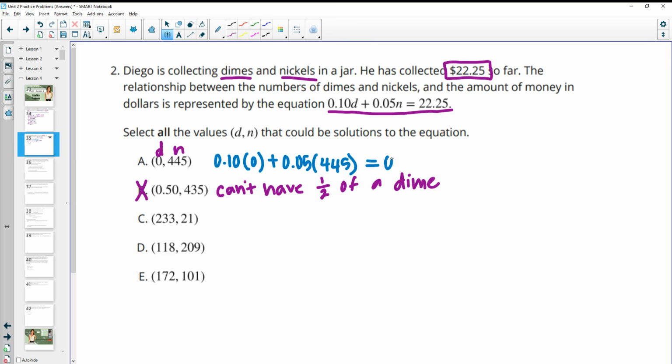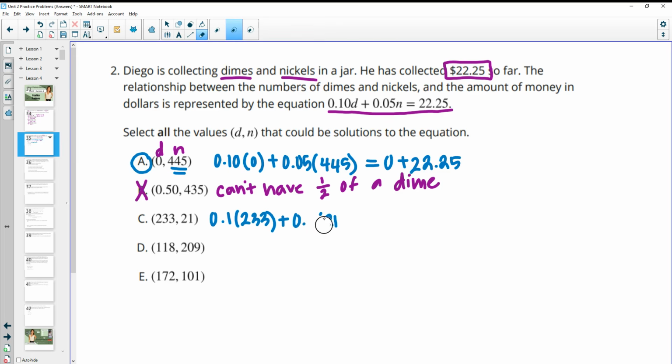And so if we calculate that out, 0.1 times 0 is just 0. And then 0.05 times 4.45 is going to be 22.25. So this one does give us $22.25 if Diego had all nickels. So this would be all nickels. Part C, we're going to do 0.1 times 233. So 10 cents, he's got 233 dimes. And then 21 nickels. Whoops, 0.05, not 0.5. So 5 cents per nickel, and he's got 21 of those.